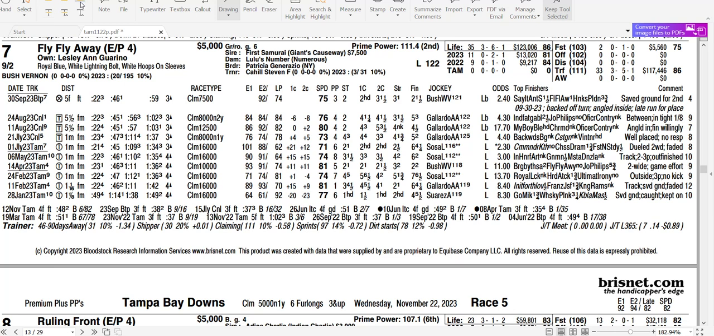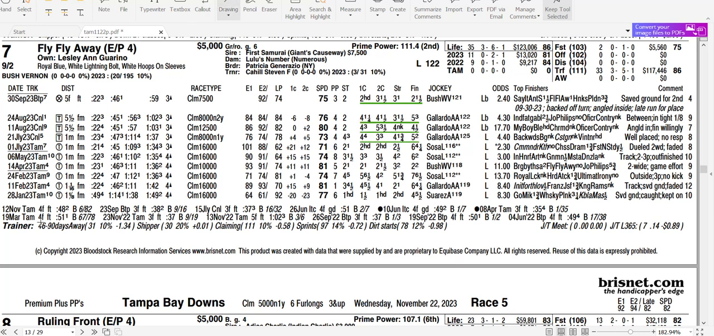Next horse, the 7. We see a very evenly run race last out. 2 back, same. 3 back, same. Okay. However, these are turf. Okay, these are turf. This was 5 furlongs. These are run on turf.